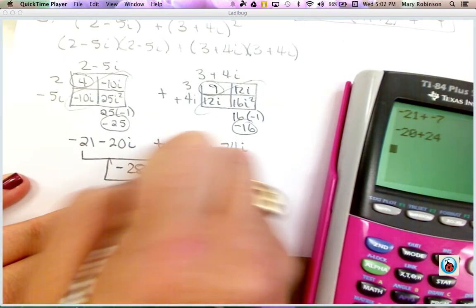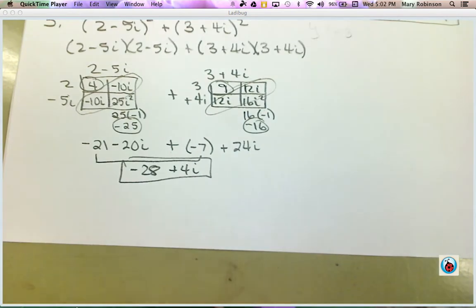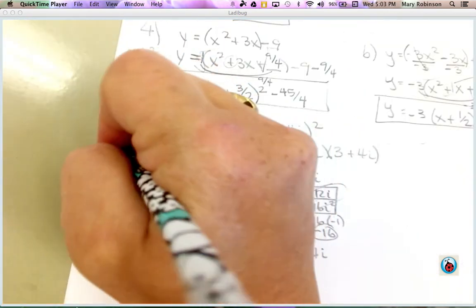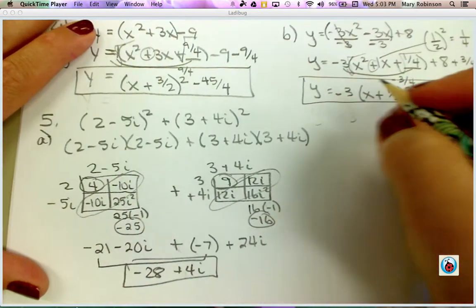And that's my final answer. Remember, all of your answers should only have i to the first power. If you have i squared or i cubed or anything like that, you haven't simplified it enough. So again, that was 5A.